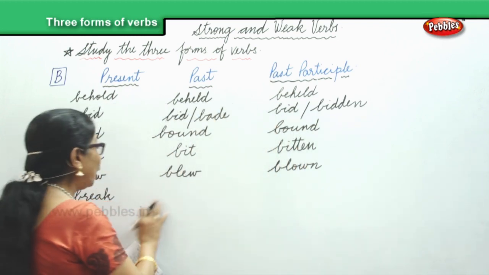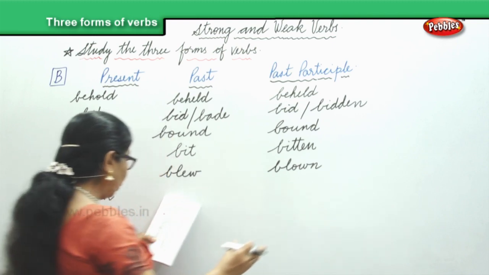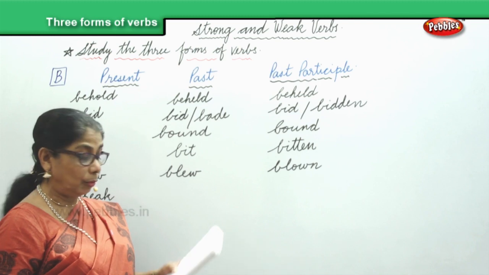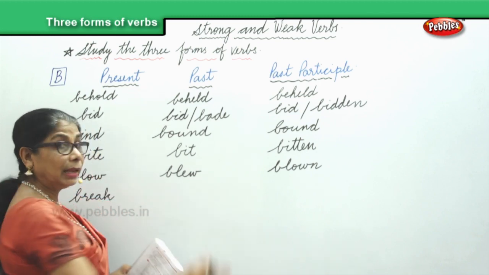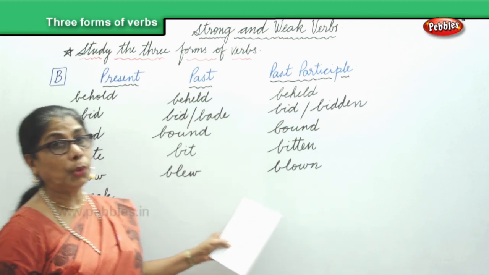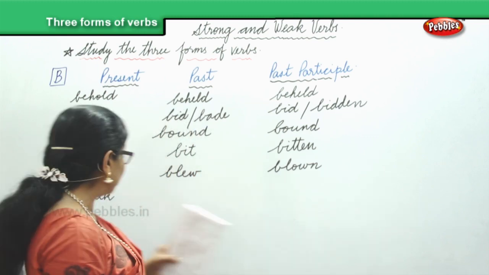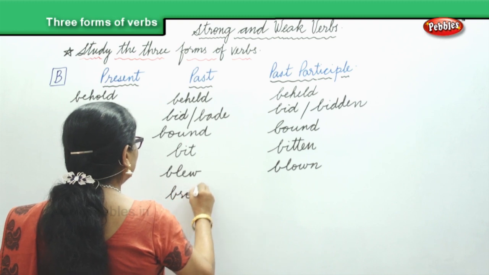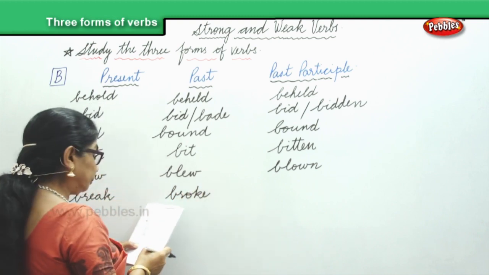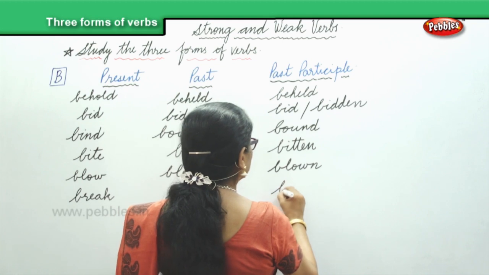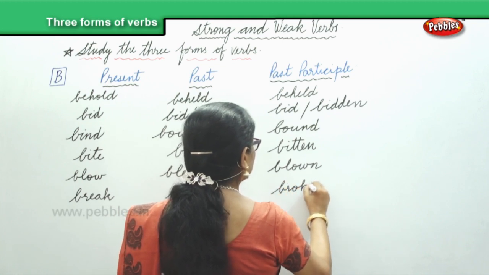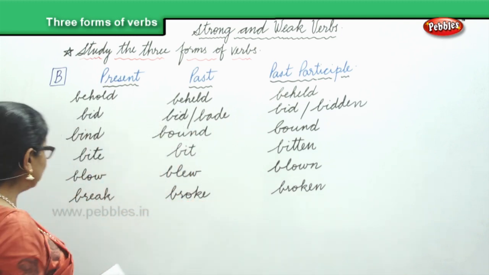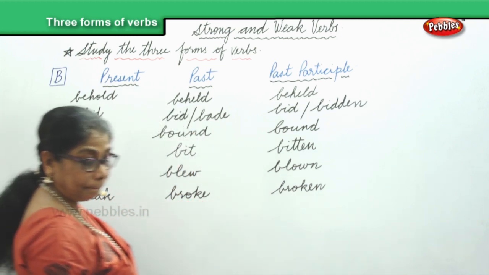So break, broke, and broken. You can say, do not break your leg, don't jump about. Then you can say, I broke my leg because I jumped. My leg is broken because I didn't listen to my mama. So break, broke, broken. Break, broke, and broken. So that is B.